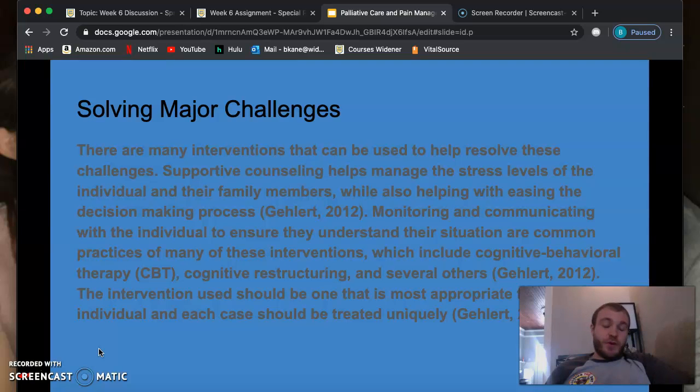There are a very wide variety of interventions, which we should all be used to, that could be used to help resolve these challenges. Supportive counseling helps manage the stress levels of the individual and their family members, while also helping with easing the decision-making process. Monitoring and communicating with the individual to ensure that they understand their situation are common practices of many of these interventions, some of which are cognitive behavioral therapy, CBT, cognitive restructuring, and several others.